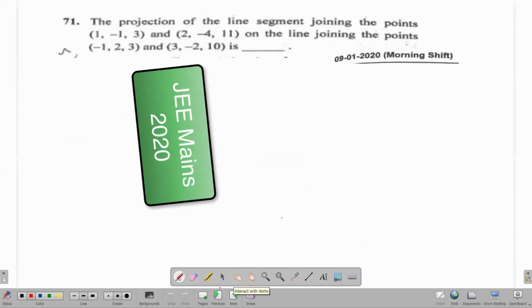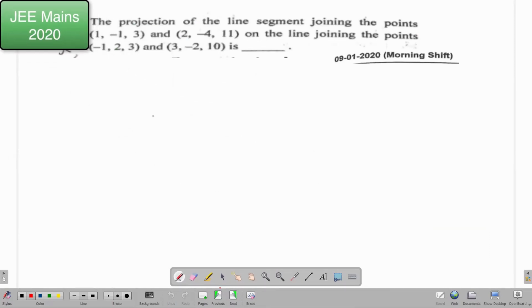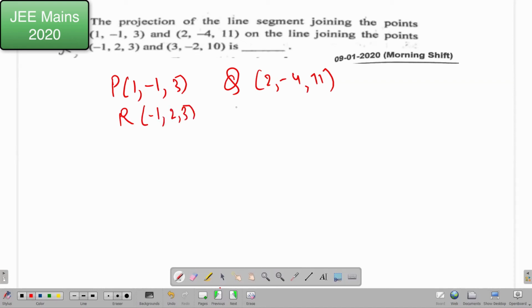Another application which came in the 2020 JEE exam. In this question, the projection of the line joining the points 1, minus 1, 3 and 2, minus 4, 11 on the line joining minus 1, 2, 3 and 3, minus 2, 10. So first of all, write all the points. One point is P, 1, minus 1, 3. Another is Q, 2, minus 4 and 11. The third one, if I take R, so that is minus 1, 2, 3. And next I take S, that is 3, minus 2 and 10.